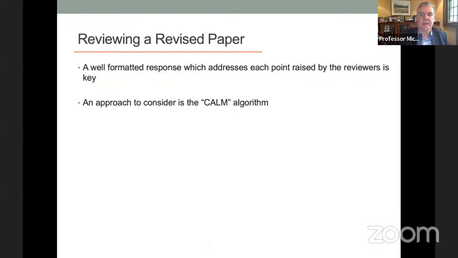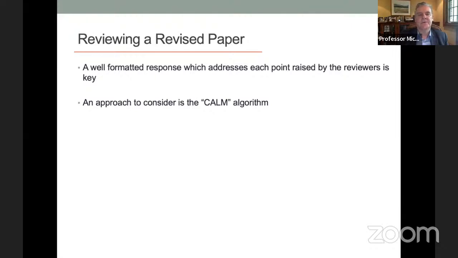Now, papers are generally rejected or revisions are requested. Minor revisions are generally straightforward. It's the paper where major revisions are required that can be a bit trickier and involve quite a bit of work. And so I'll talk a little bit about how to review a revised paper, and again, present this both from the perspective of the author as well as the reviewer.